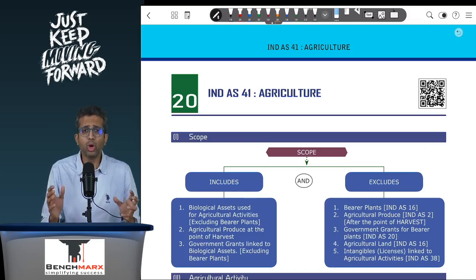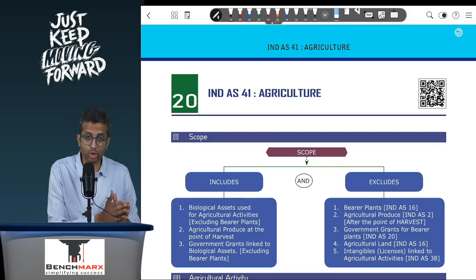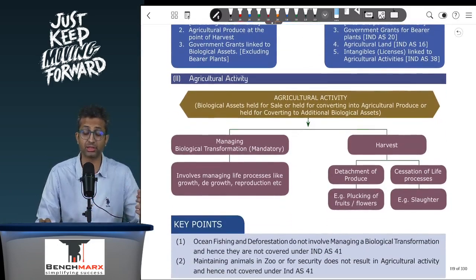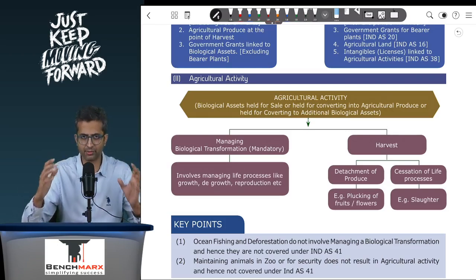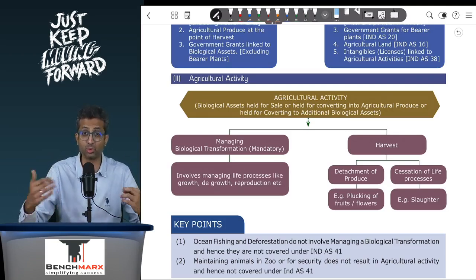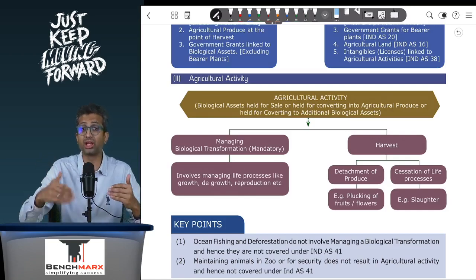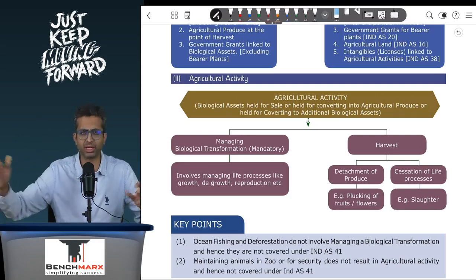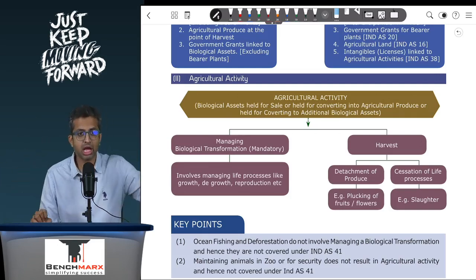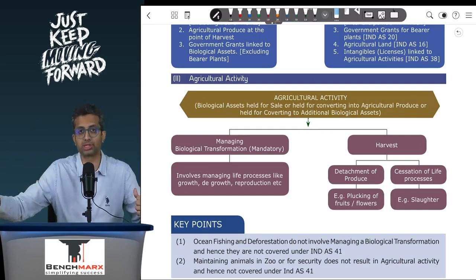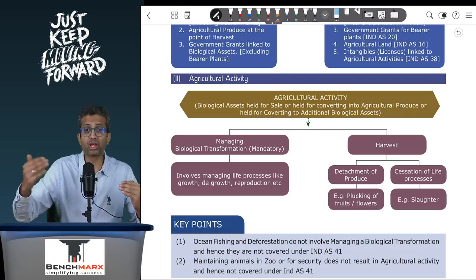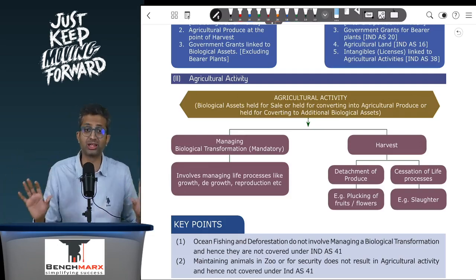So what is agricultural activity? Biological assets other than bearer plants used for agricultural activity. Now what is agricultural activity? It has two layers for your understanding. First is agricultural activity involves biological assets which are held for sale. Typically, agricultural activity we associate with things like farming, but the standard does not define it like that. It says if biological assets are held for sale or for converting into agricultural produce or for converting into additional biological assets, it is treated as agricultural activity.